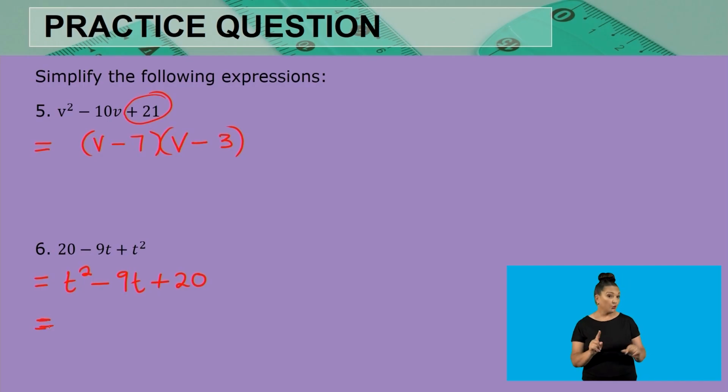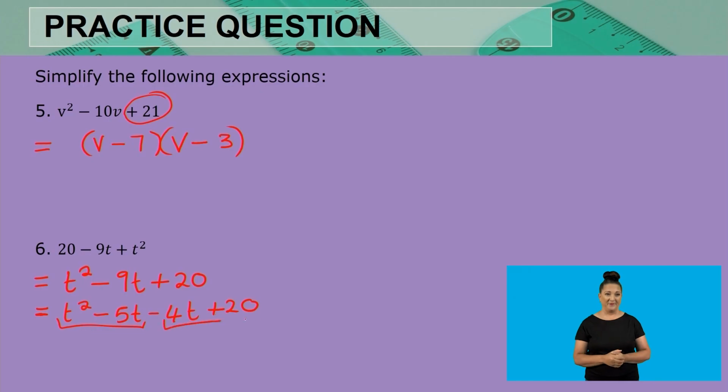So what are we going to do there? We are going to now expand that middle term so that it gives us that other method of factorizing this quadratic trinomial. So we have t squared, and to expand that minus 9t, we are going to have a minus 5t minus 4t plus 20. We're going to group them.